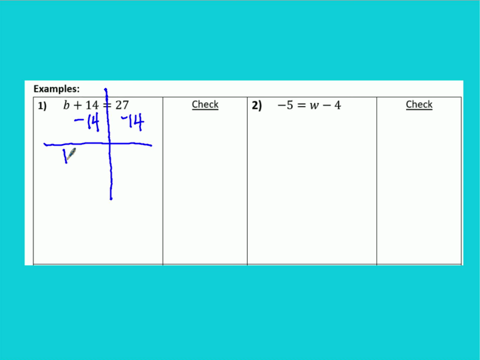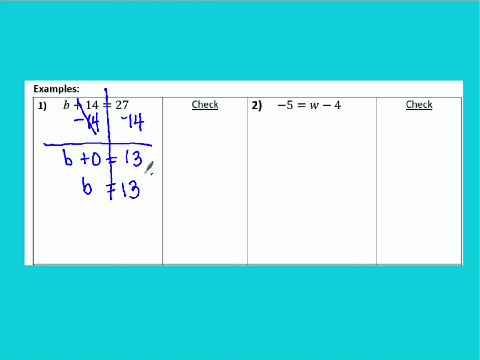My b isn't being affected by anything here, but my positive 14 and minus 14 are opposite numbers, and opposites add up to 0. So really this is like b plus 0. And on this side I have 27 minus 14. That gets me 13. Now b plus 0, anything added to 0 is just itself, so b is going to equal 13. So I've gotten my variable by itself. So I've reached my goal of solving an equation, so this should be my answer.